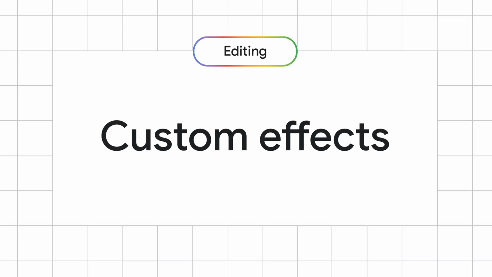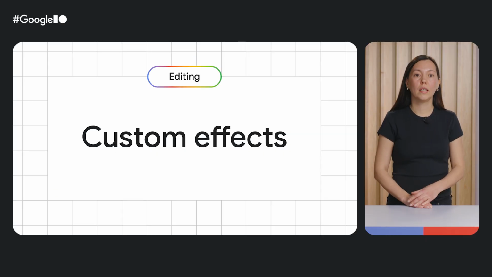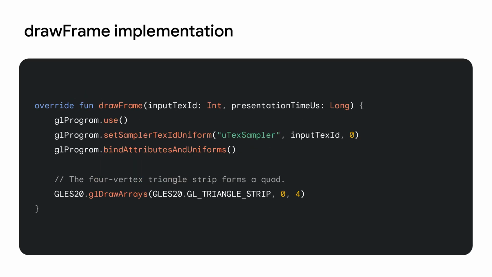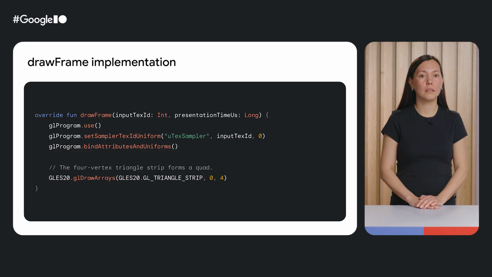Now, let's move on to custom effects. With custom effects, you can unlock the full potential of Media3, allowing for truly unique and specialized video manipulations. When working with custom effects in Media3, you will primarily interact with GlEffect and GlShaderProgram. As you can see from the interface definition from Media3's source code, GlEffect acts as a factory. The drawFrame method is the core of your custom effects rendering logic. It's invoked for each video frame, receiving the OpenGL texture containing the output from the previous effects stage and the presentation time. Crucially, BaseGlShaderProgram handles texture and frame buffer management, allowing you to focus solely on the rendering logic within drawFrame.